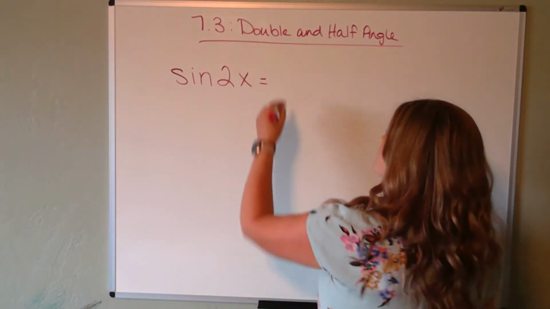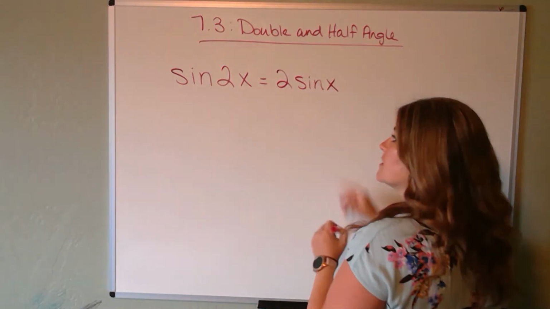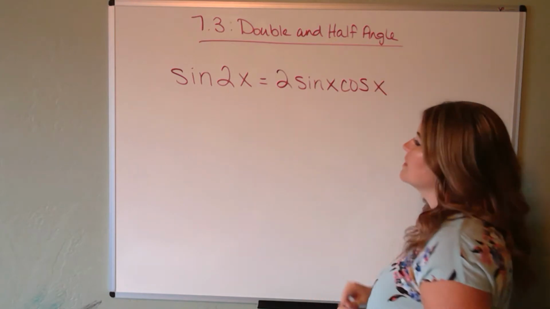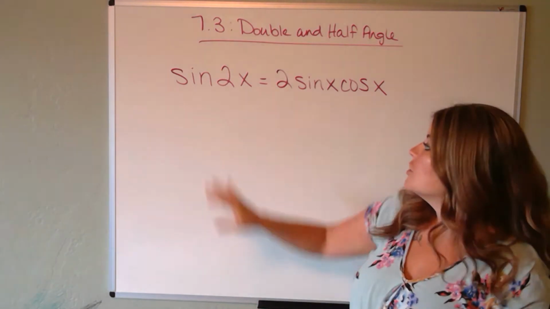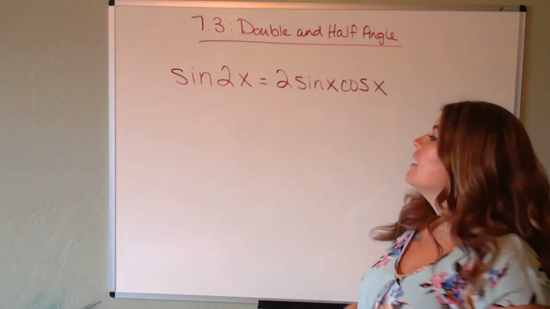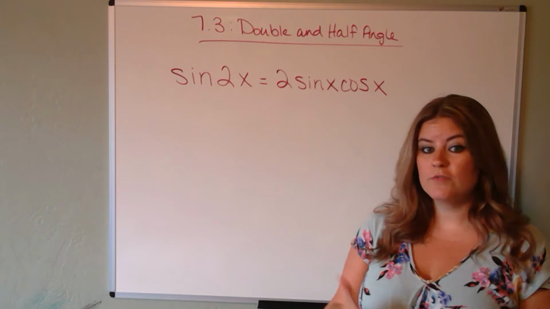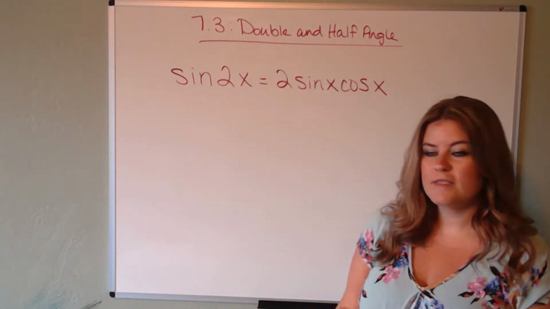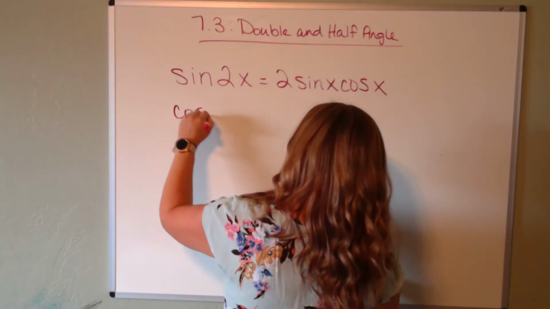So if you're looking for the sine of 2x, it ends up equaling 2 times the sine of x times the cosine of x. So it looks like if you know the sine and cosine of the original angle x, you can find the sine of double that angle, so the sine of 2x, this way. Just beware that sine of 2x is not just finding the sine of x and then multiplying it by 2. That's a different thing. So sine 2x equals 2 sine x cosine x.